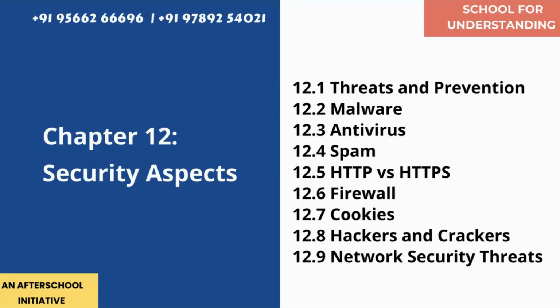So next, moving on to Chapter 12, Security Aspects. This chapter covers key cybersecurity concepts from malware and firewalls to hackers and network threats. The sections are threat and prevention, malware, then antivirus followed by spam, then HTTP and HTTPS protocols, next firewall followed by cookies, then hackers and crackers, and finally network security threats.